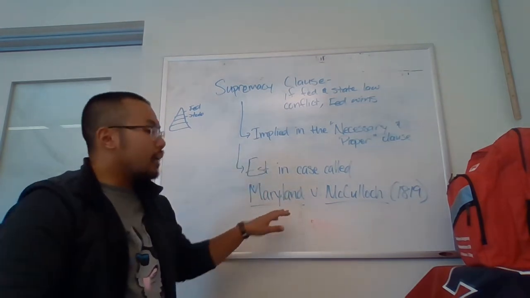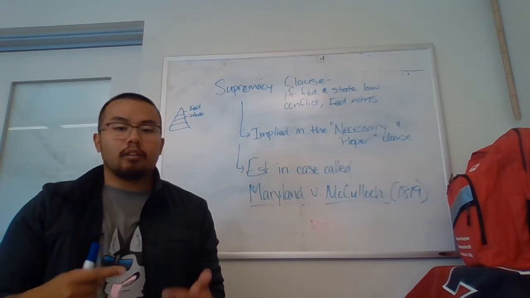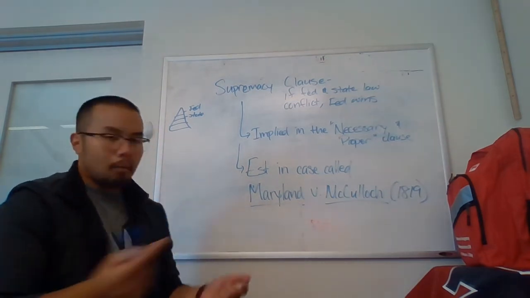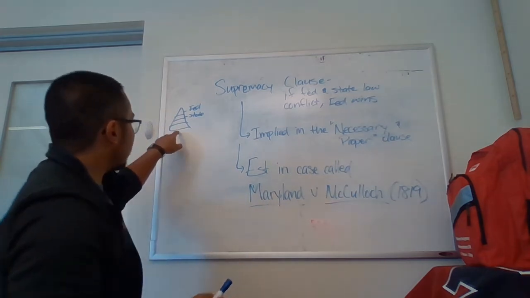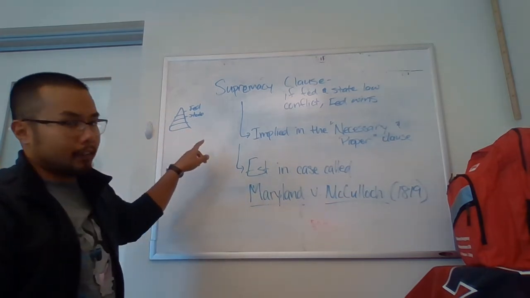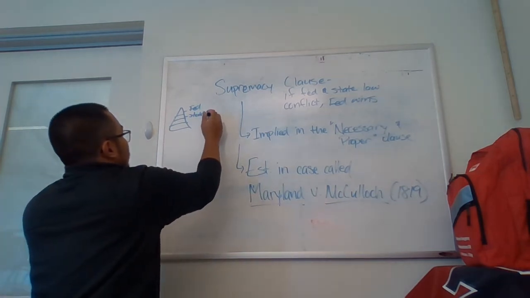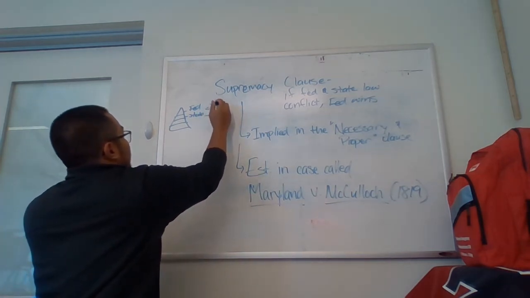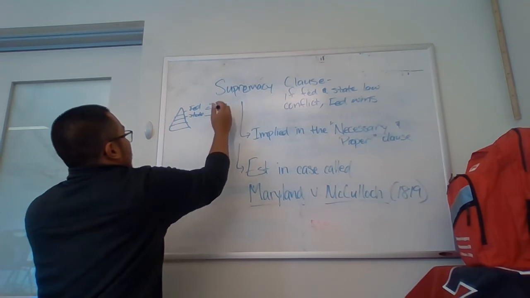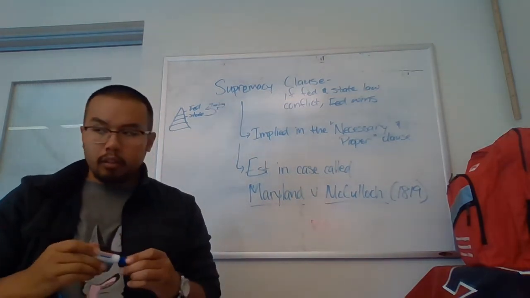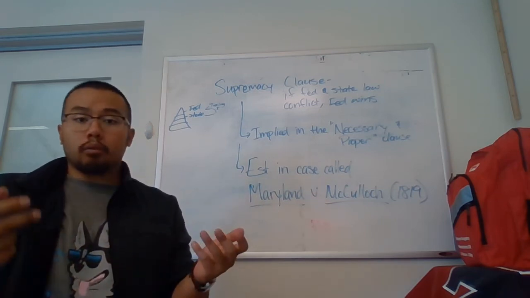The thing was that Maryland ended up taxing the federal bank. Now, the problem with that is that if we look at this little model of federalism again, you have a state taxing the federal government, a higher power. The conflict was a big one.